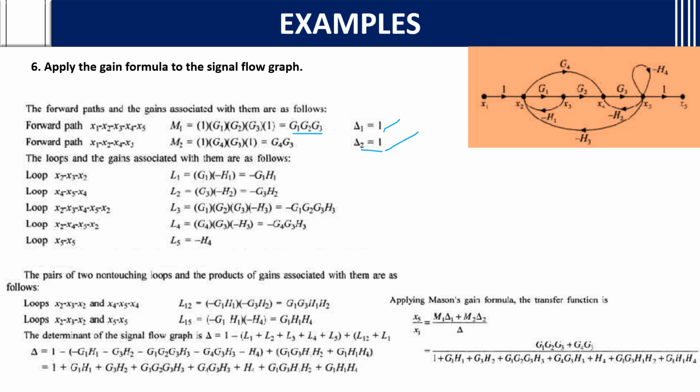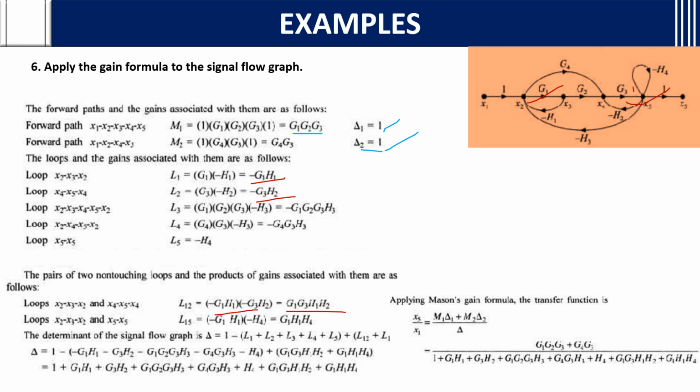Are there any non-touching loops? Yes, there is. If you see L1 and L3, I think, L1 and L2 are not touching. So these two are not touching. So what are those? Minus G1, H1 minus G3, H2. You need to multiply. You will get G1, G3, H1, H2.